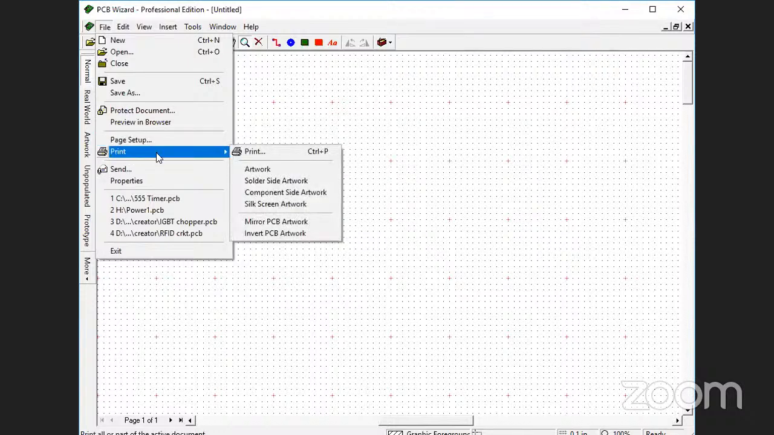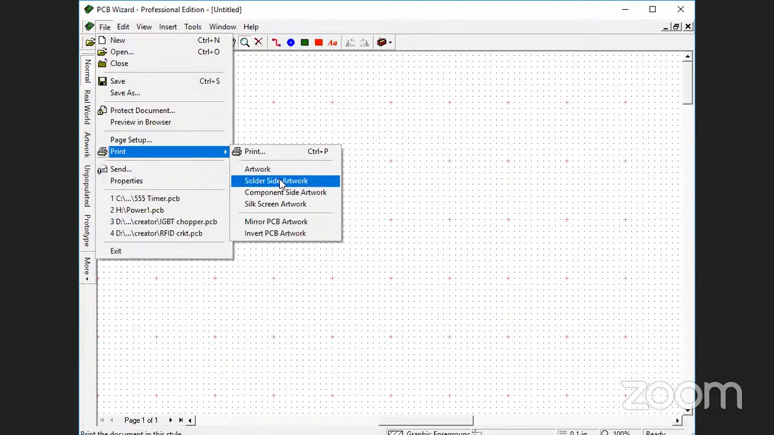So in the print option, there is the shortcut Control plus P. Control P is the button you can use from the keyboard. If your printer is connected and you want to take a print of your circuit, you can press Control plus P. If you want to print the artwork, you can do that from this particular tab, so that only the artwork will be printed.